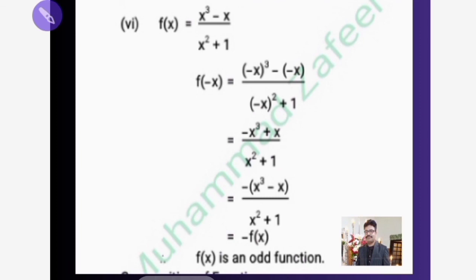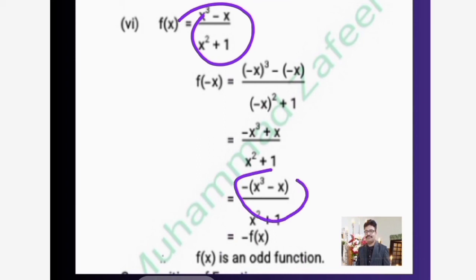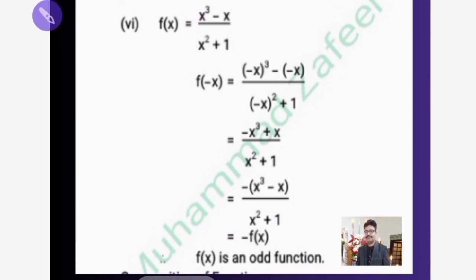If we take the negative sign common from the two terms in the numerator, the sign will change inside the bracket. So if we take the minus sign common, the answer will be x cube minus x divided by x square plus 1, which will be written same. As you see, in the given function we have x cube minus x divided by x square plus 1, but there is a negative sign. So as it is the given function, we write minus f of x.